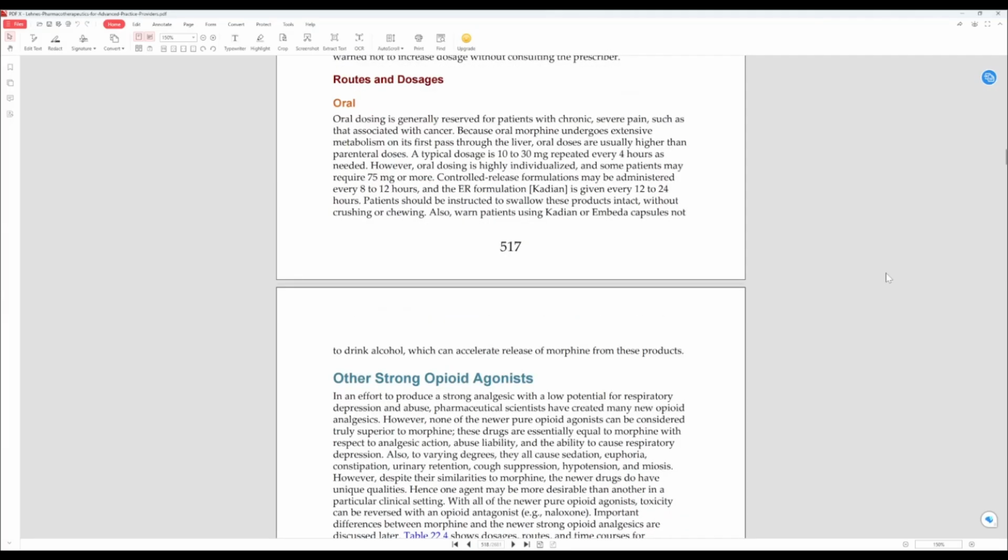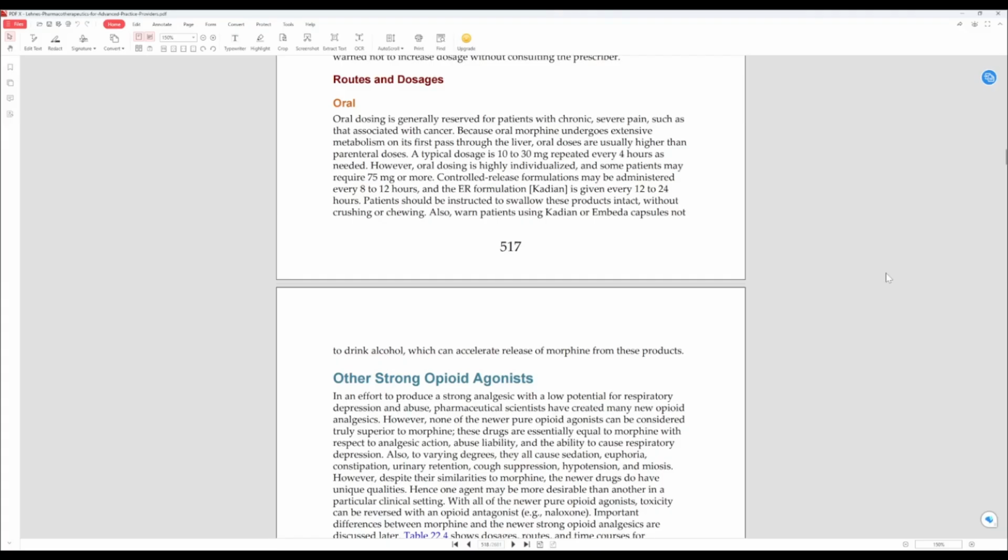So, routes and dosages. Again, the oral dosing is generally reserved for patients with chronic severe pain, such as that associated with cancer. Because oral morphine undergoes extensive metabolism on its first pass through the liver, oral doses are usually higher than the parenteral doses. A typical dosage is 10 to 30 milligrams, repeated every 4 hours as needed. However, oral dosing is highly individualized, and some patients may require 75 milligrams or more.